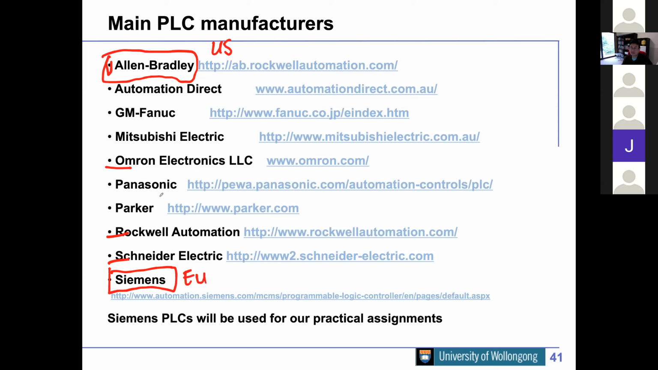But from the major categories, the US type is Allen Bradley and the Europe type is Siemens. If you know these two, then the rest of them will be very similar to one of these. Their ideas will be slightly different, but the majority of things we're going to learn through Allen Bradley. I put the manuals for Allen Bradley and Siemens PLC on the Moodle website already, so you can have a look. And if you have a particular question about a part, you can just Google and find more information.